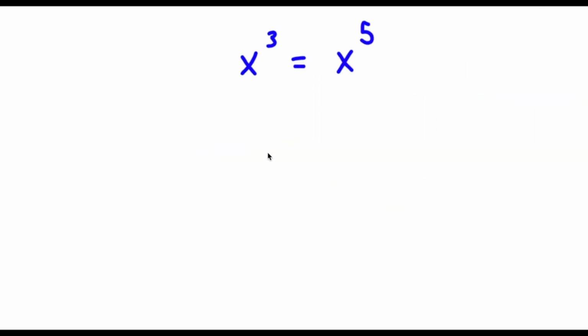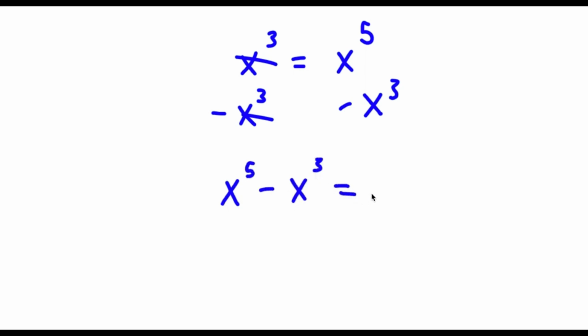Alright, so I have x to the power of 3 is equal to x to the power of 5. So now the first thing I'm going to do is subtract x to the power of 3 on both sides. So these 2 cancel out, and I'm left with x to the power of 5 minus x to the power of 3 is equal to 0.